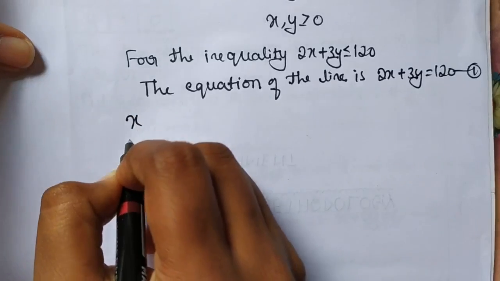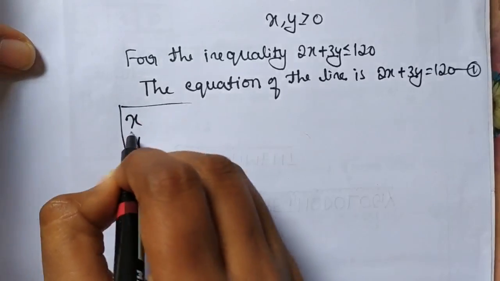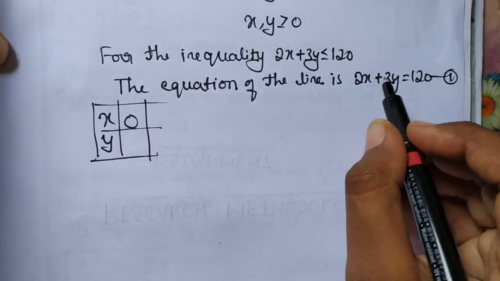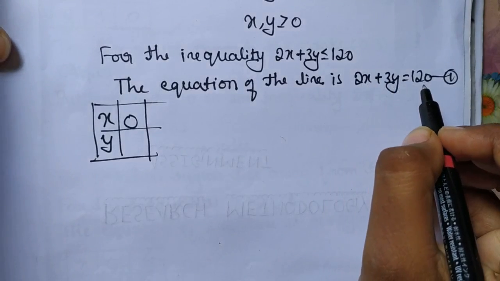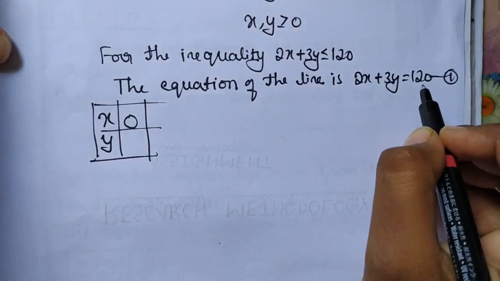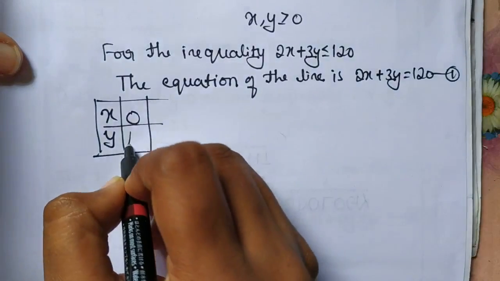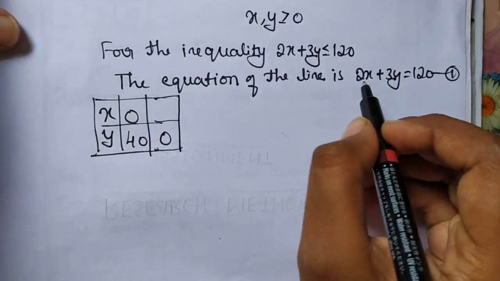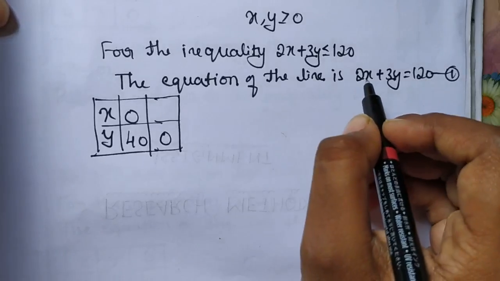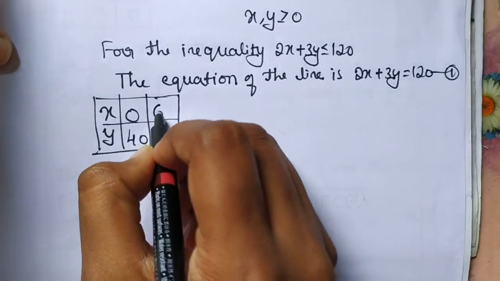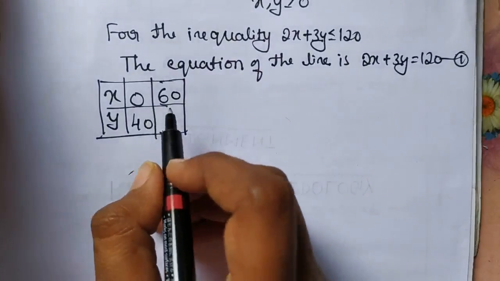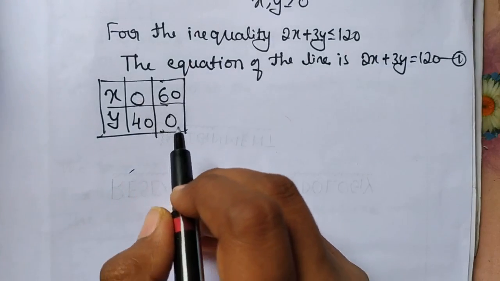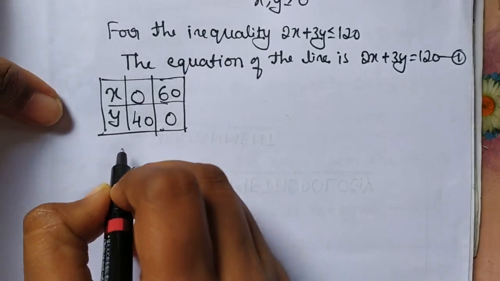Now substitute x as 0 in this equation, we get 3y equals 120, y equals 120 divided by 3, which is 40. And put y as 0 in this equation, we get 2x equals 120, then x equals 120 by 2, which is 60. Therefore, the line passes through the points (0, 40) and (60, 0). These are the points.